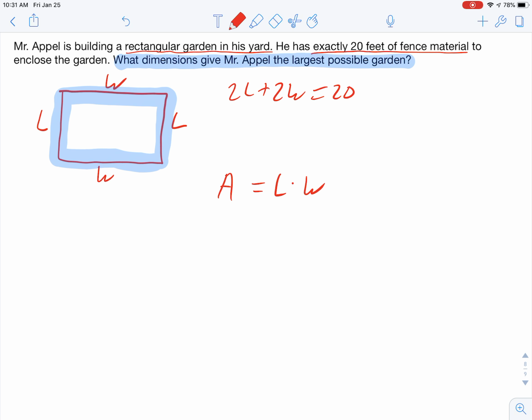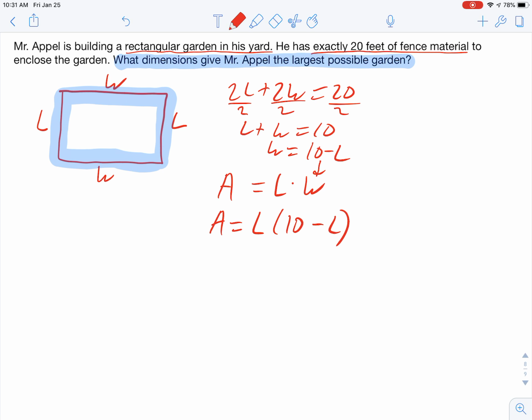I have two variables and I want to just use one. So I'm going to solve for W in terms of L. I'm going to divide both sides of the equation by 2. So I have L plus W is 10. Then I'm going to subtract the L from both sides so that the width is 10 minus the length. Then I can do a little substitution there. So now I have area in terms of just one dimension.